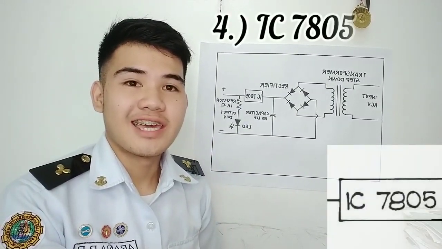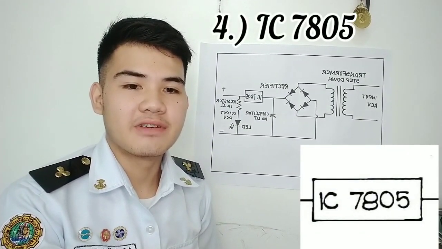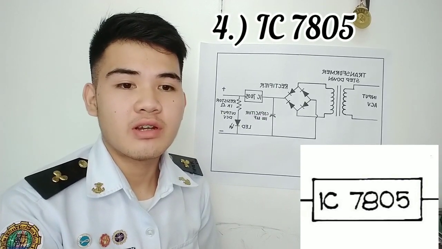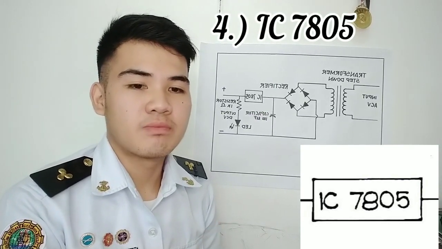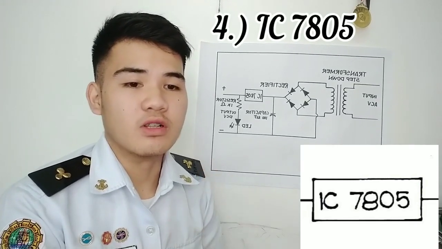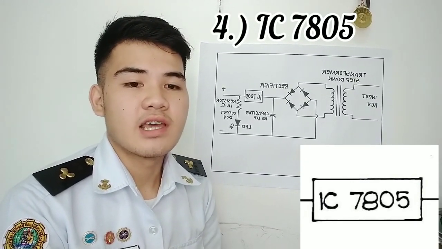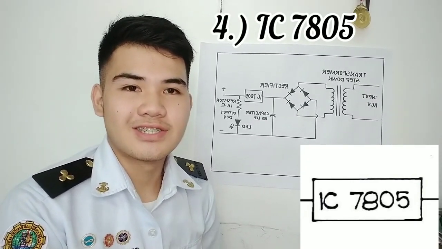The fourth one is the IC7805. It is a voltage regulator where it restricts the output voltage to only 5 volts, across various ranges of the input voltage.